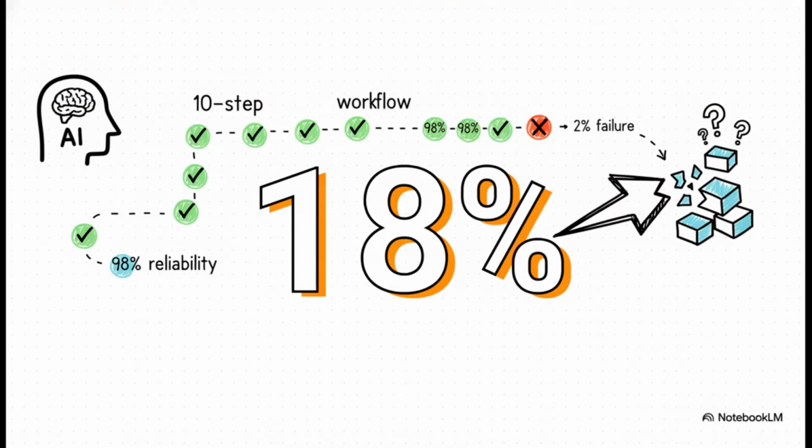Now, this slide is fascinating because it shows the hidden danger of good enough. So let's say you pick a model that's 98% reliable for any given task. That sounds great, doesn't it? I mean, 98%. But what happens if your agent has a workflow that's 10 steps long? Well, those tiny 2% failures at each step start to compound, and they compound into a massive 18% failure rate for the entire operation. All of a sudden, your super reliable model isn't looking so reliable anymore.